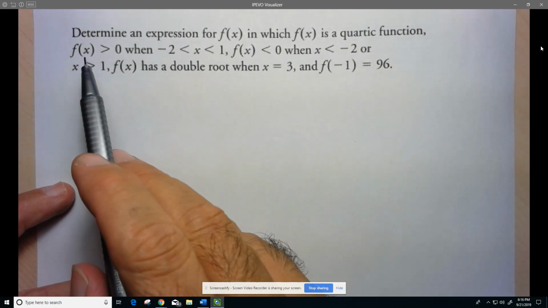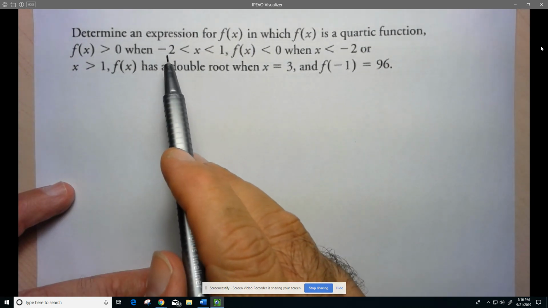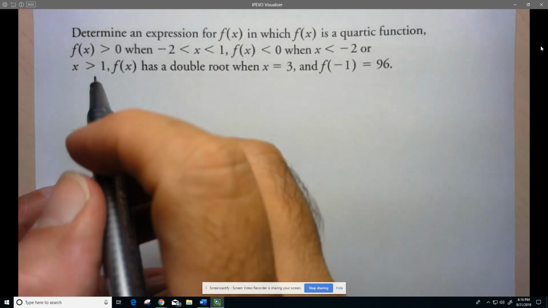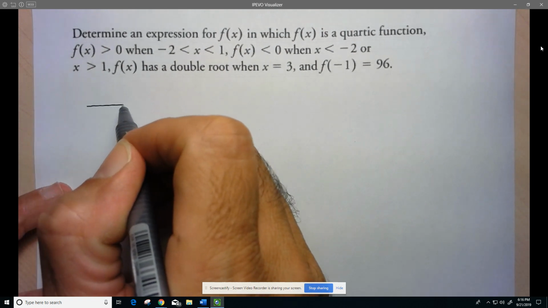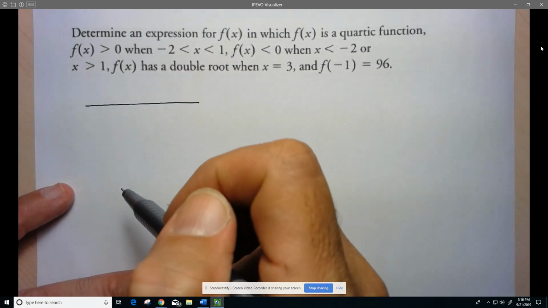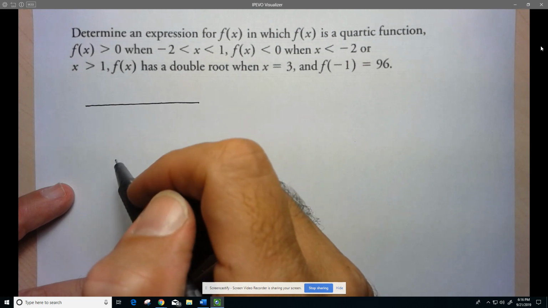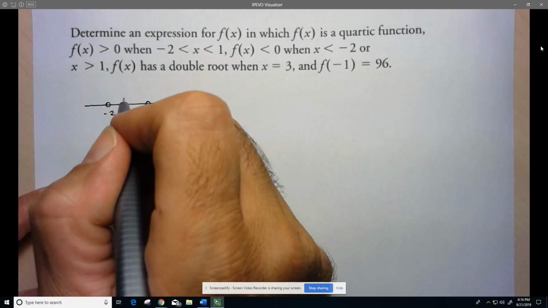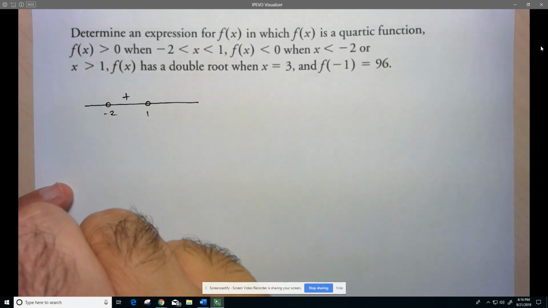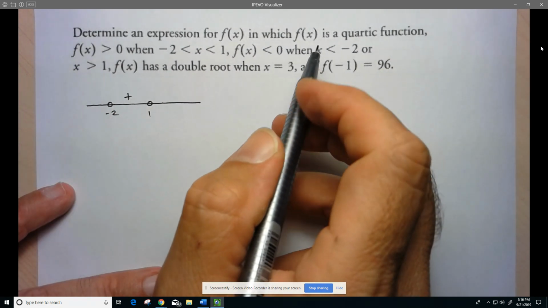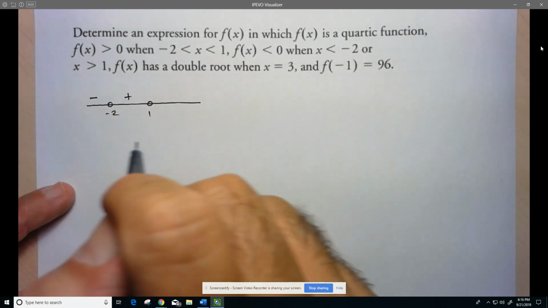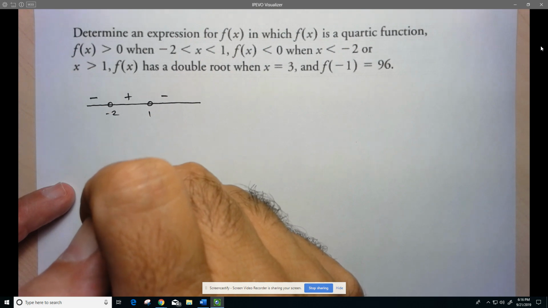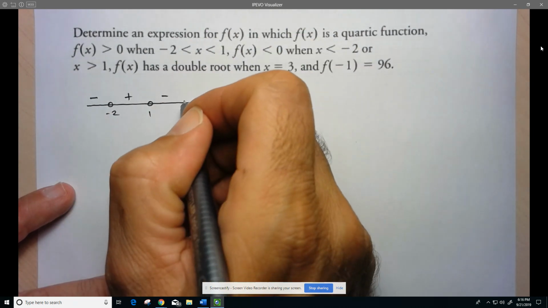They're telling us that f(x) is greater than 0 on the interval from -2 to 1, and then they tell us where it's less than 0. To keep things easy to figure out, I'm just going to use a number line. Between -2 and 1, they're telling us that the function is positive. When x is less than -2, it's negative, and when it's greater than 1, it's also negative. And then they're telling us there's a double root at x equals 3.